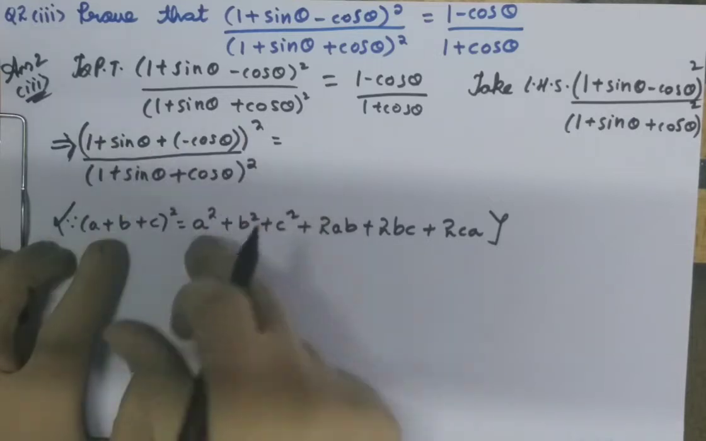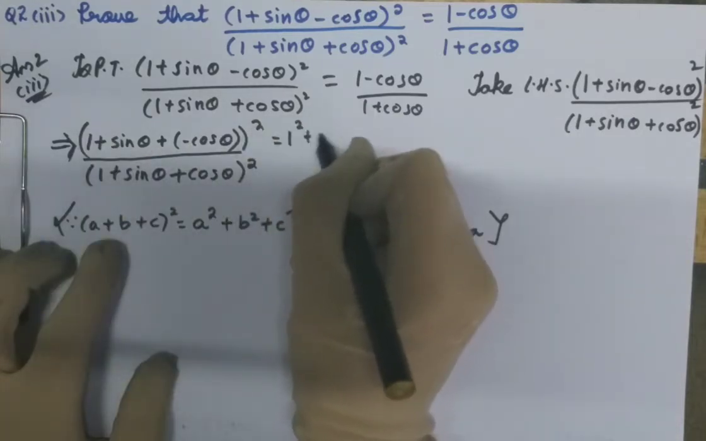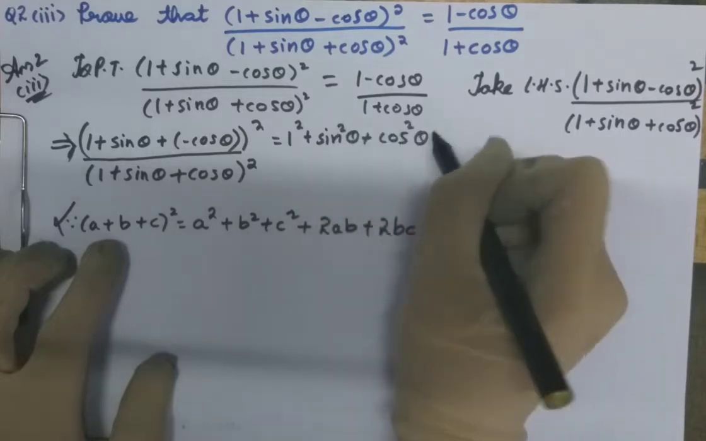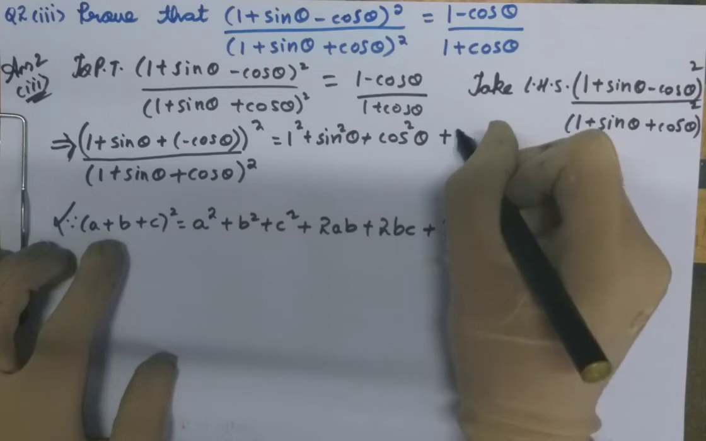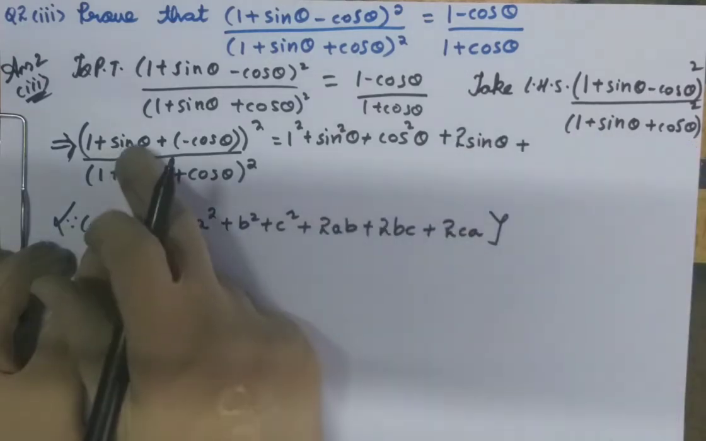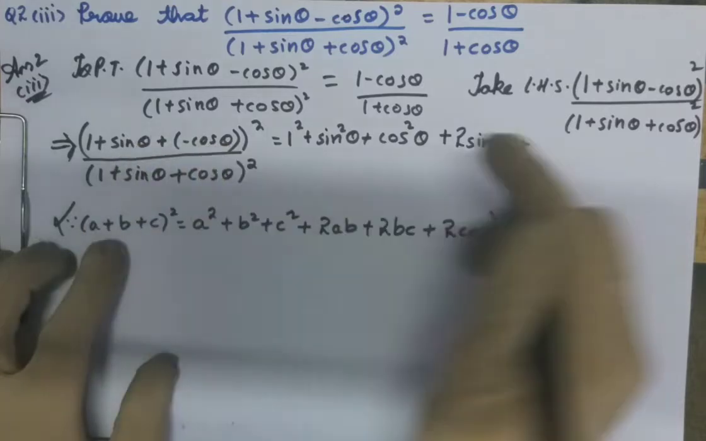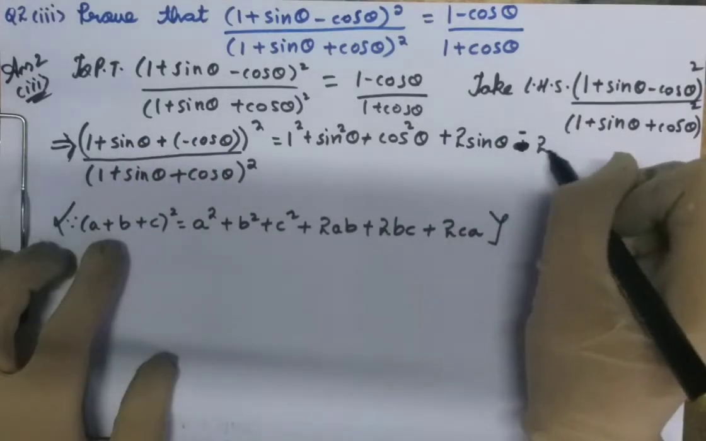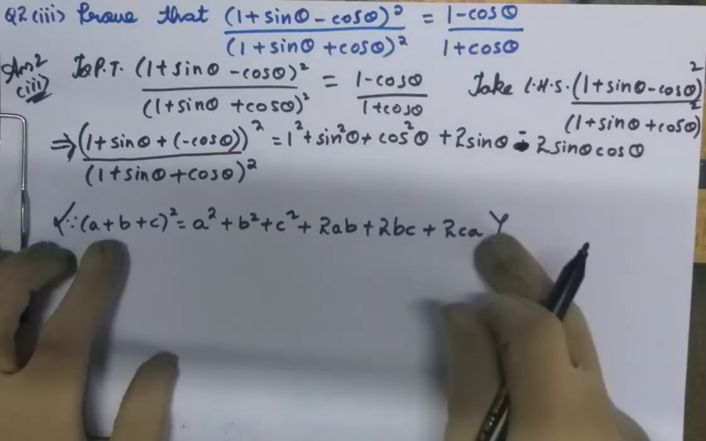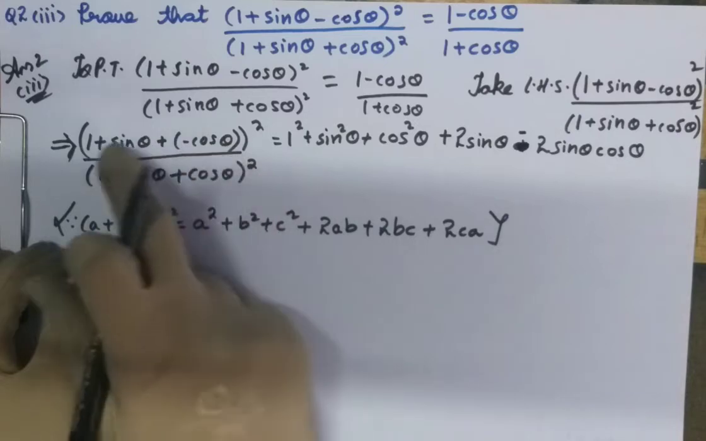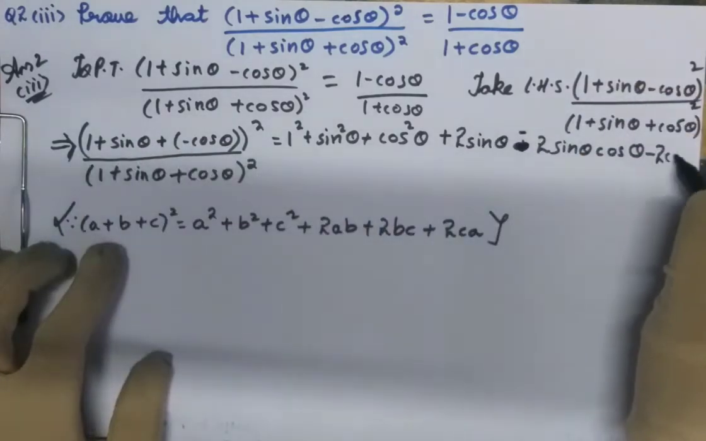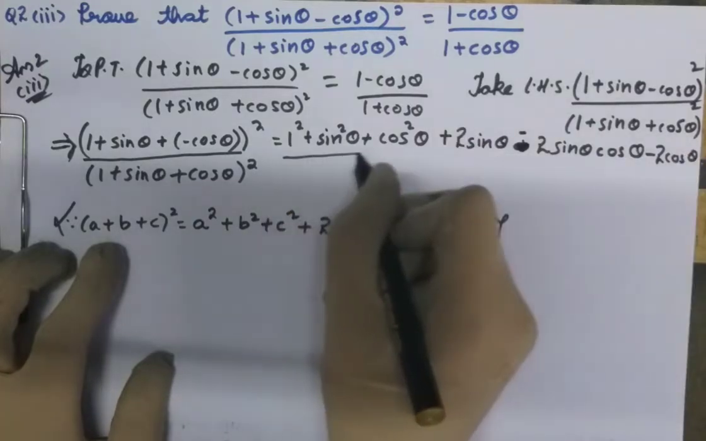So a square means it is 1 square, plus b square means it is sine square theta, plus c square means it is cos square theta, plus 2ab means 2 into 1 into sine theta. 2 into 1 into sine theta is 2 sine theta, plus 2 into bc. B here is sine theta, c here is minus cos theta. So it will be minus 2 sine theta cos theta, plus 2ca is there. C here is minus cos theta and a here is 1. So we can write this as minus 2 cos theta.